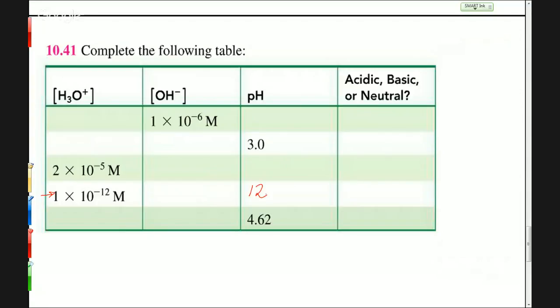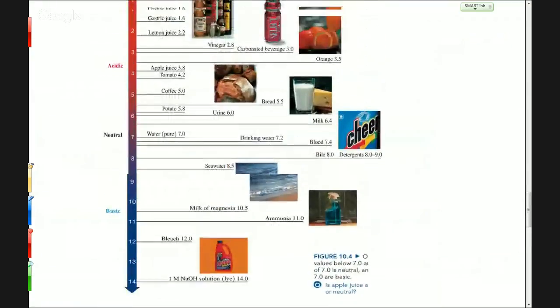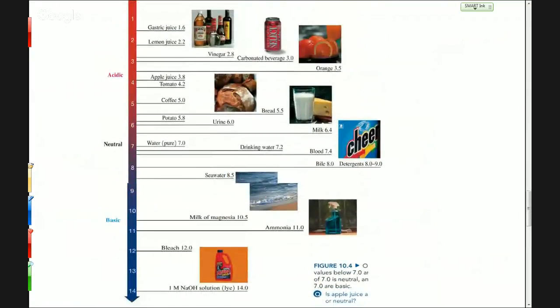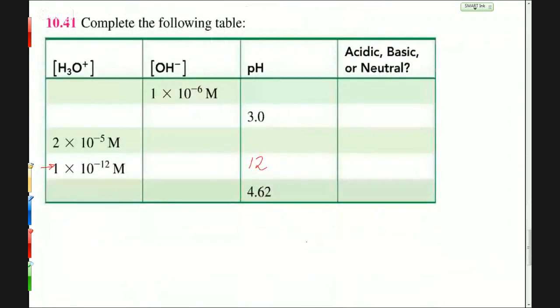And is that acidic, basic, or neutral? Let's go check out the scale. It's going to be basic. So here's our pH scale. Neutral is about 7, which means basic is above 7 and acidic is below. And really neutral is between 6 and 8. But we've got 12, which is quite basic. So this is basic.